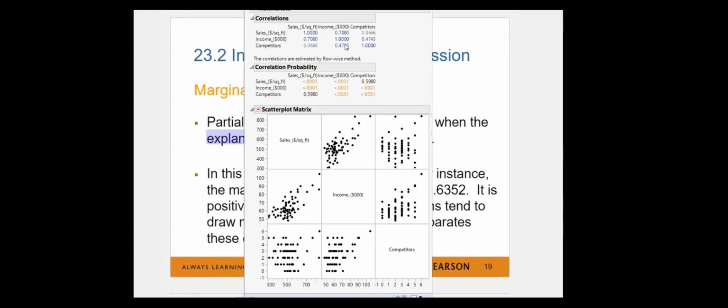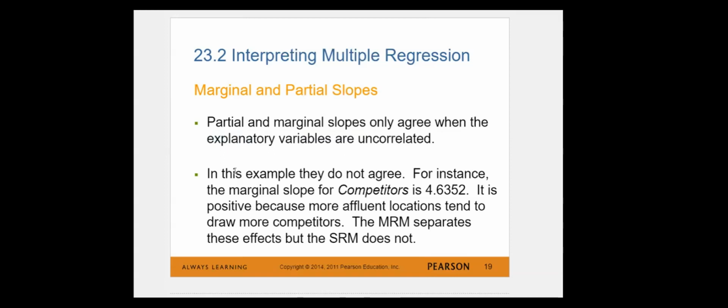Independent variables or explanatory variables are supposed to be kind of independent. They're not supposed to be highly correlated. And they're not highly correlated, they're just moderately correlated here, and that's fine, okay? So in this example, they do not agree.